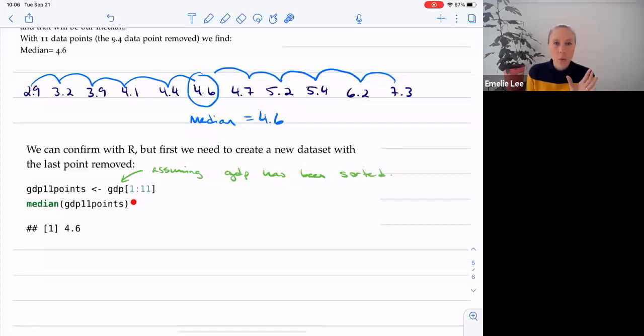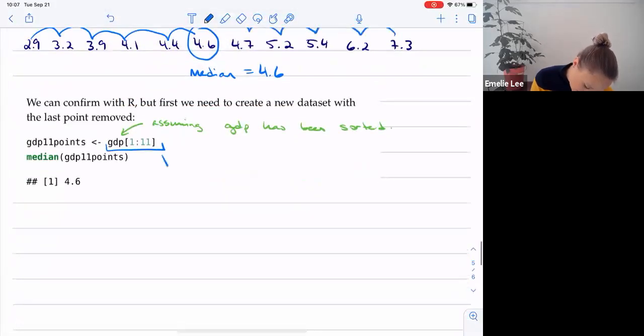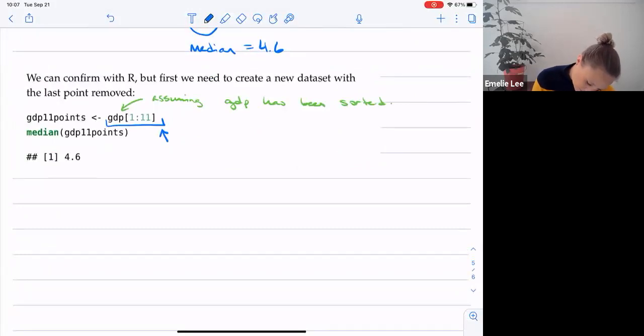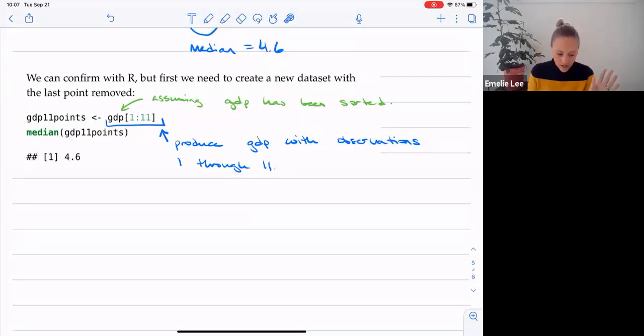How we can call just a portion of GDP is we can say that I want GDP, and notice that these are square brackets. So just 1 to 11. So data points 1 through 11. So here, what this says is produce GDP with observations 1 through 11. And then what I've done is, instead of always just calling it this, which I could, I've saved it as GDP 11 points. So now I have this new data set, which I can refer to as GDP 11 points versus GDP, which has the full 12 points. Okay, so now I can use the median of GDP 11 points to find 4.6.